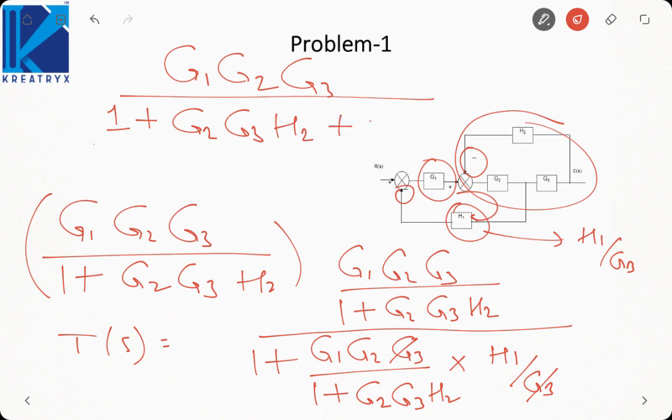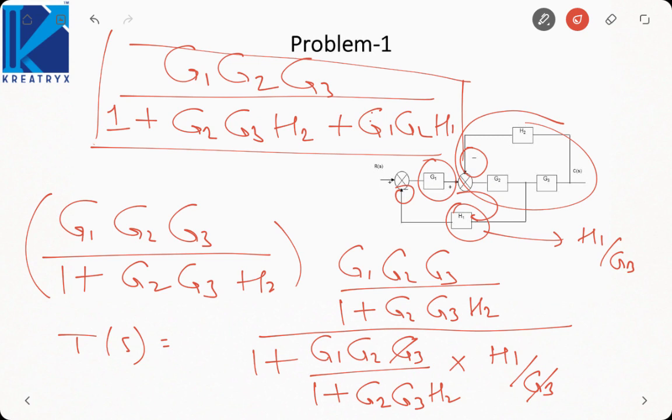over 1 plus G2 G3 H2 plus G1 G2 H1. The most important thing that you need to remember in block diagram algebra is the feedback loop. The feedback loop would be most commonly encountered, even in the chapters that we are going to study further. You need to remember the transfer function of a closed loop system, that is, G upon 1 plus GH for a negative feedback, and G upon 1 minus GH for a positive feedback.